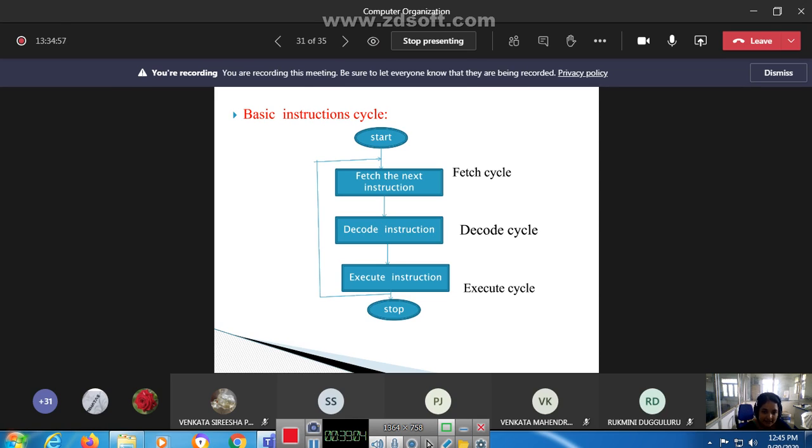So after each instruction cycle, the CPU checks for any valid interrupt request. If yes, the CPU fetches the instructions from the interrupt service routine, and after completion of the interrupt service routine, the CPU starts the new instruction cycle from where it had been interrupted. Okay, so this is the working of the basic instruction cycle.